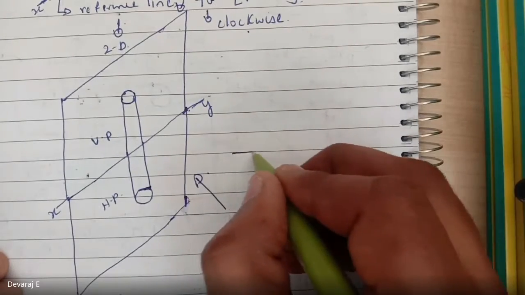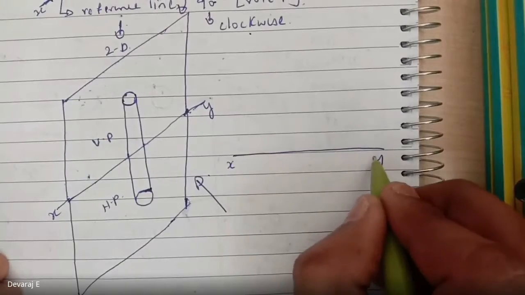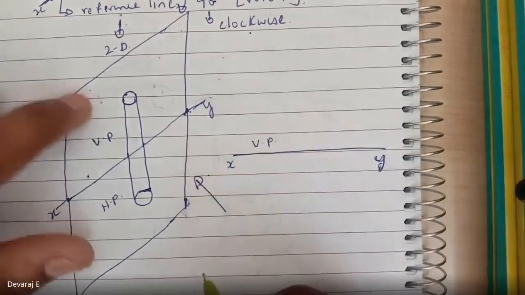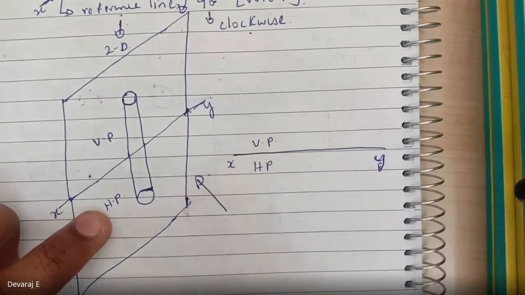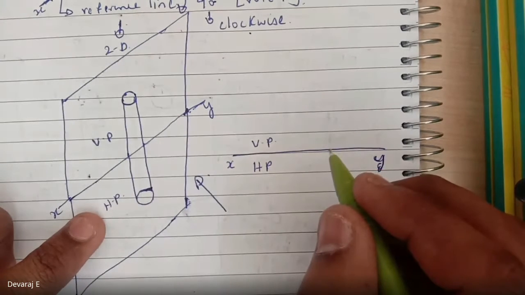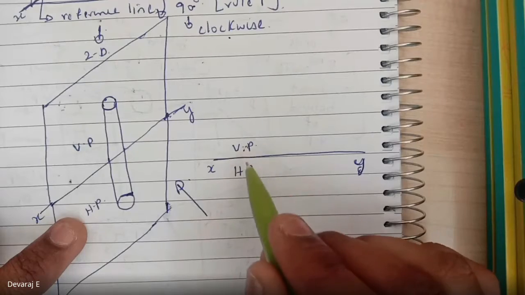Now you see, I'm writing the same figure with respect to 2D. X, Y, this is called the reference line, right? VP will be on the top, that is your vertical plane, and the horizontal plane will be here, right? Students, yes or no? Yes, sir.